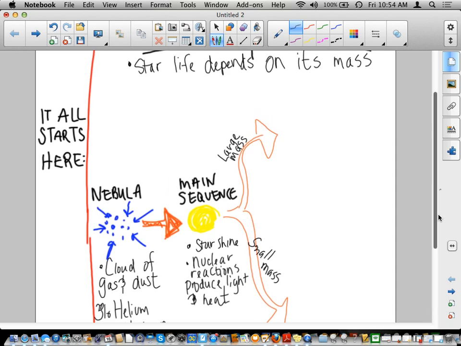If it is a large mass star, it's going to be hotter. So what color is it going to be to start off with, you think? Blue. So a large mass star is going to be called a blue star.